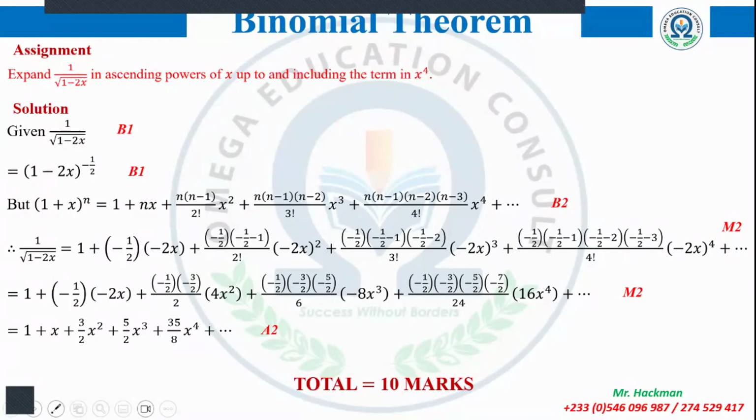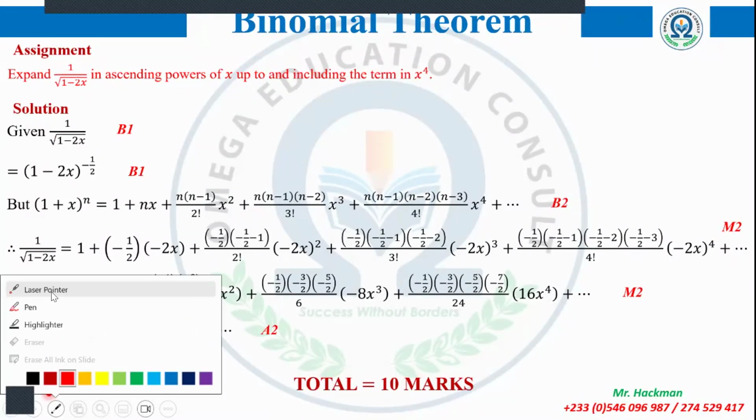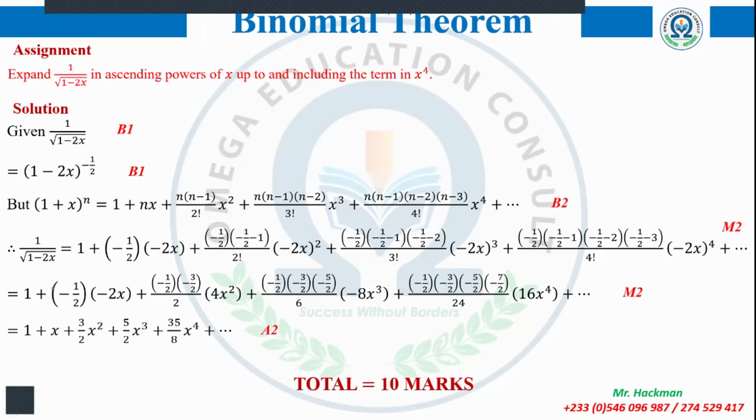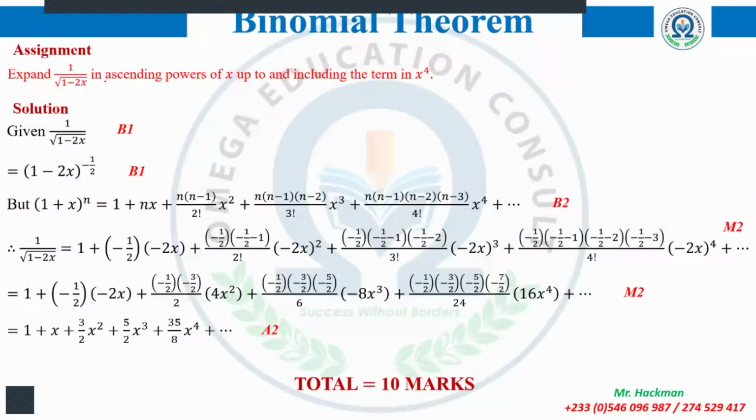I've told you, anytime you read questions, in a quest to protect our marks, let's endeavor to underline the salient part. So we are supposed to have the expansion in ascending powers of x, and also up to and including the term in x to the power 4. This is trying to tell us the way that our terms must be arranged. It must be arranged in ascending powers, so the powers of x should be increasing.